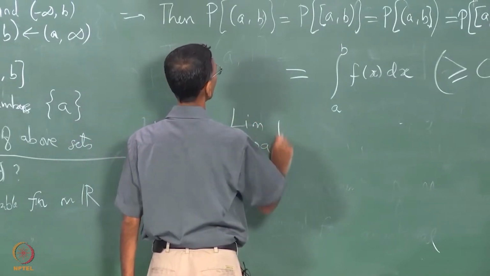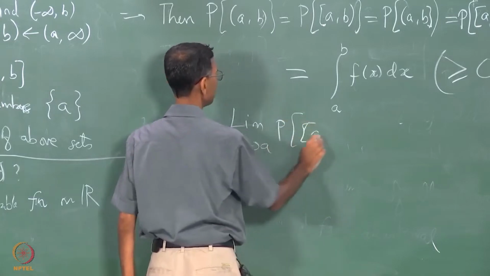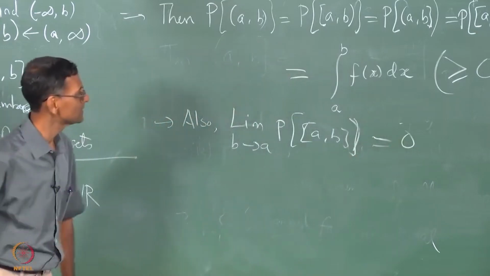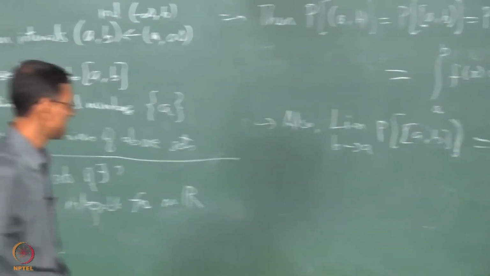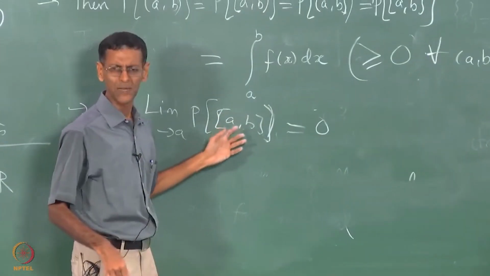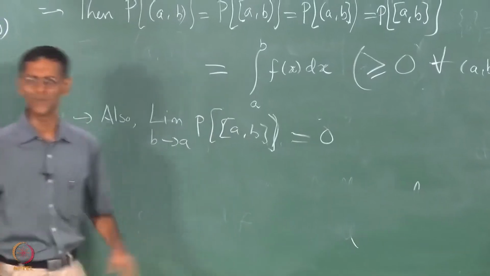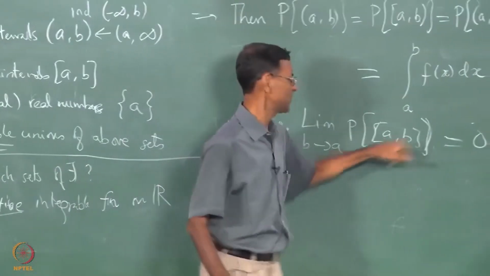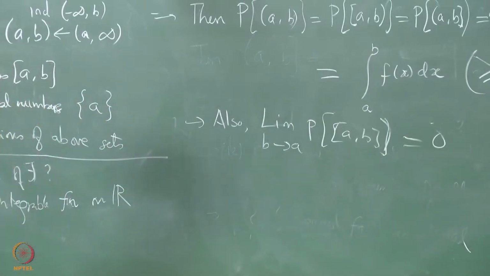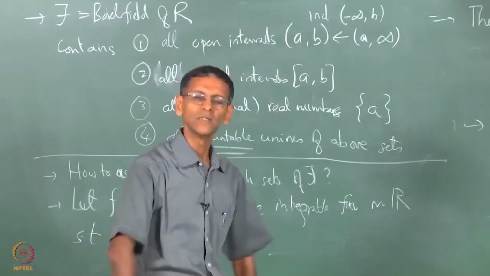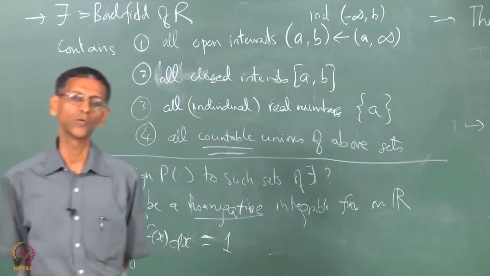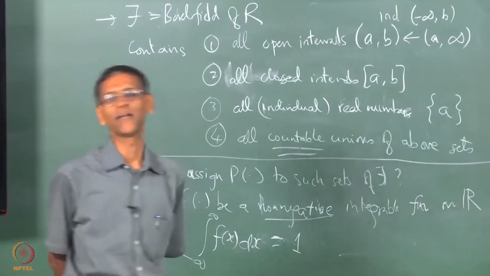The limit as b tends to a of P of (a, b) is 0. So individual points have, roughly speaking, and you would have to put in some more mathematical rigor here, I am just saying it roughly, assuming that A is fixed and you can move B towards A. If you make B fall on top of A, by this construction you will only get 0. So individual points have 0 probability.